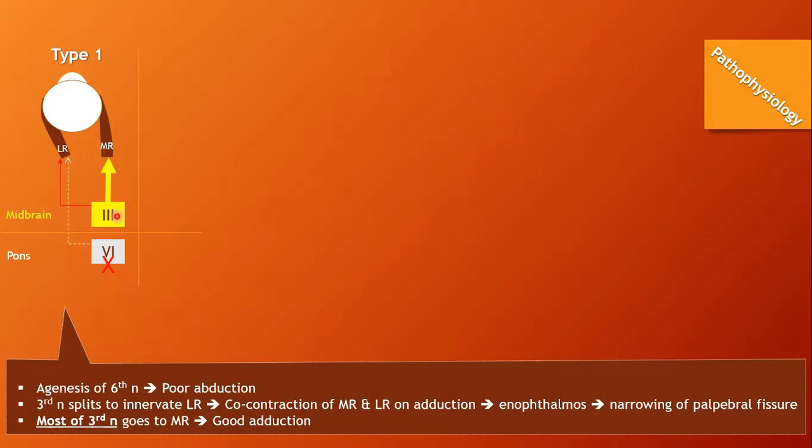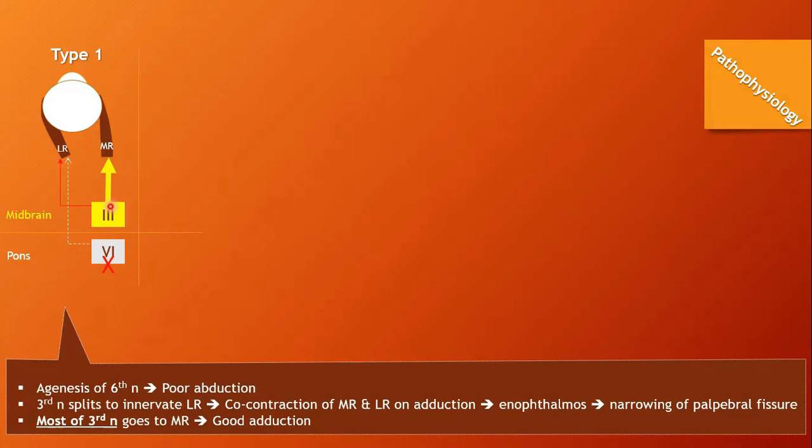Second pathology: the third nerve, or the oculomotor nerve, which comes from the third nucleus, already supplies the medial rectus, but it's split abnormally to supply the lateral rectus. So when there is firing in the third nerve and contraction of the medial rectus during adduction, at the same time the lateral rectus will contract. That's why we say there is co-contraction of the medial rectus and lateral rectus on adduction in Duane's.